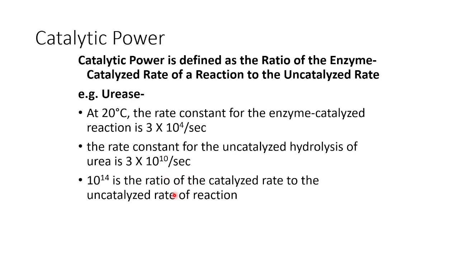10. So when we take the ratio of it, I think there is an error. This is not 10 to the power 14. So the ratio of the enzyme catalyzed rate to the uncatalyzed rate: the catalyzed rate is 3 into 10 to the power 4, and this is 10 to the power 10. So 4 by 10 to the power 10, that is 10 to the power minus 6 per second. So that is going to be your catalytic power.